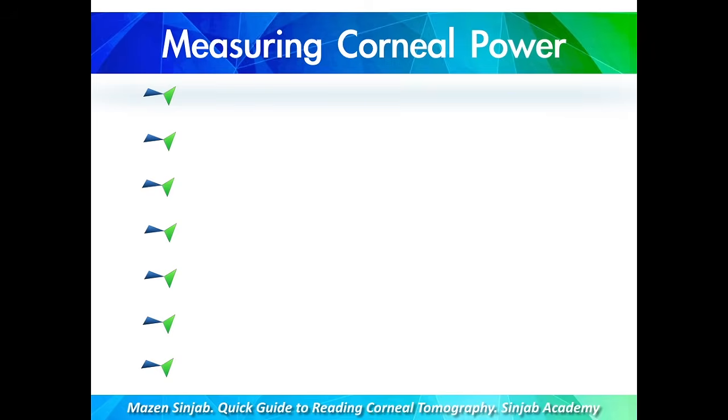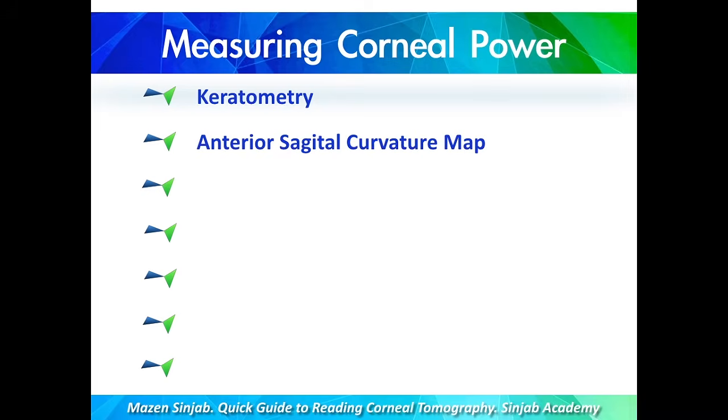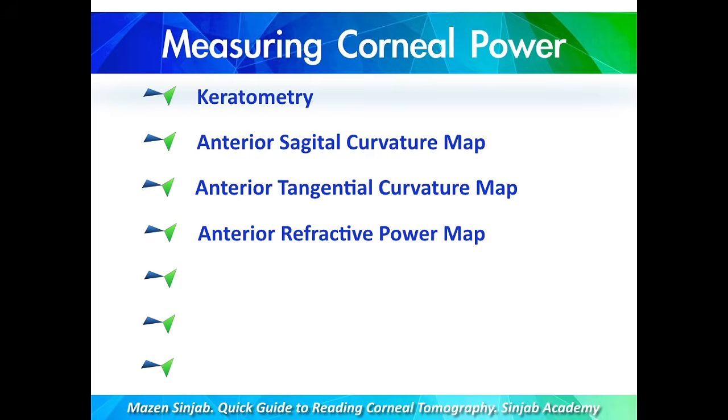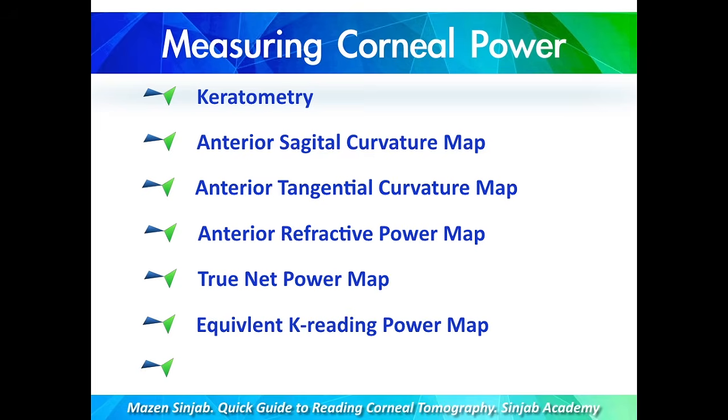Corneal power can be measured by keratometry, anterior sagittal curvature map, anterior tangential curvature map, anterior refractive power map, true net power map, equivalent K reading power map, and true corneal refractive power map.